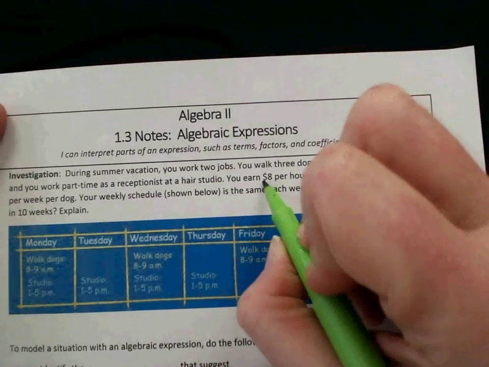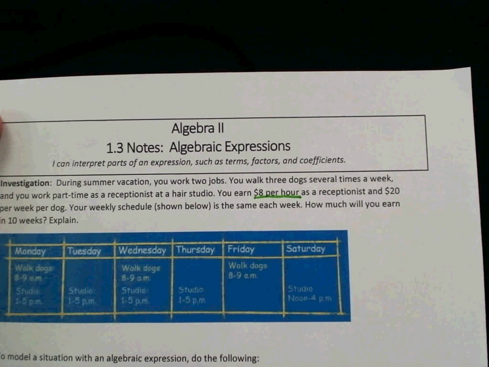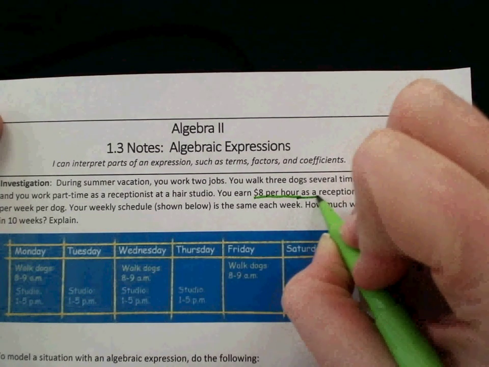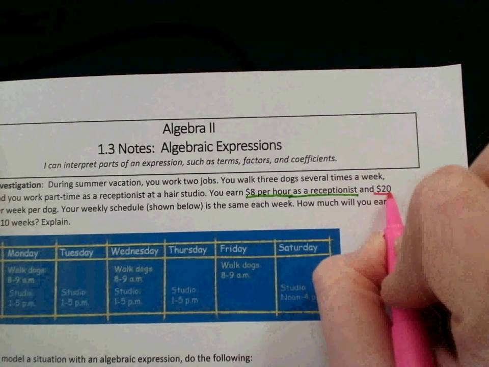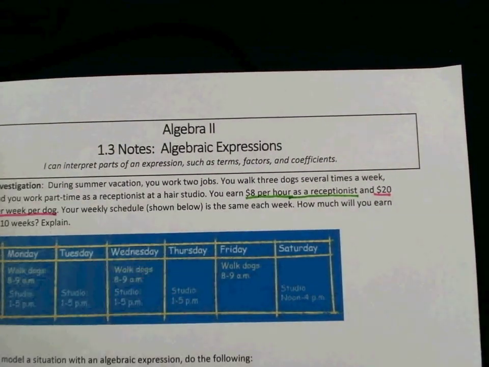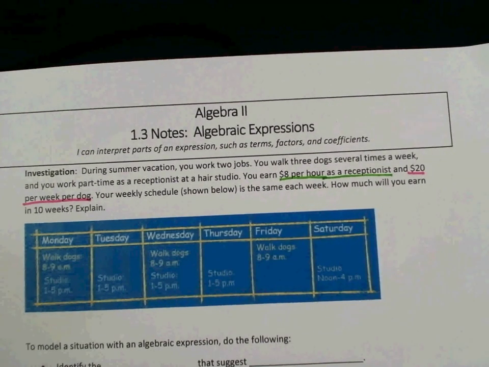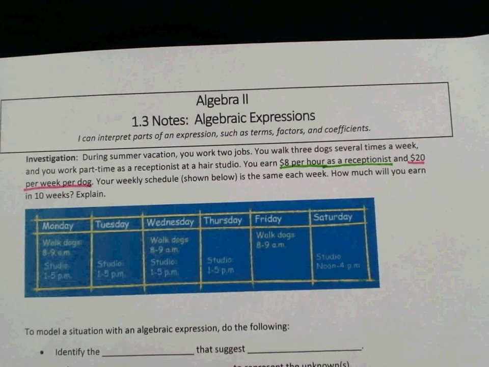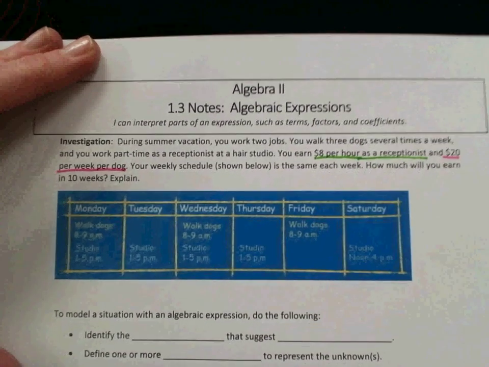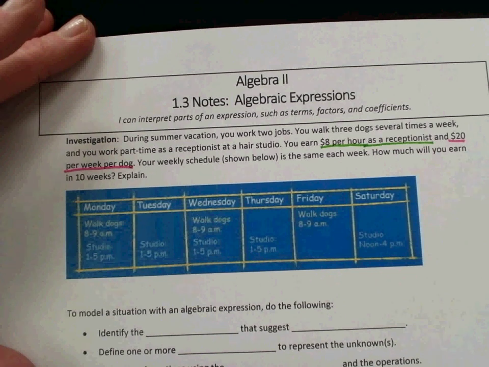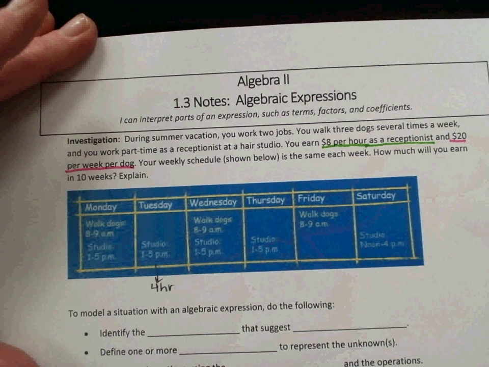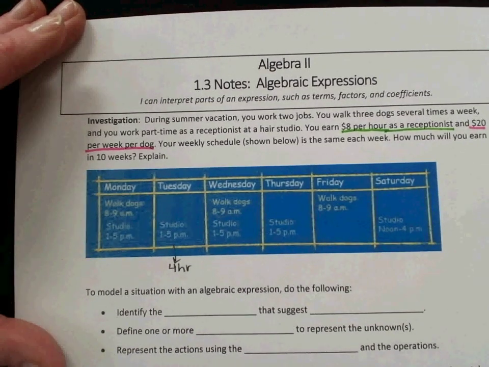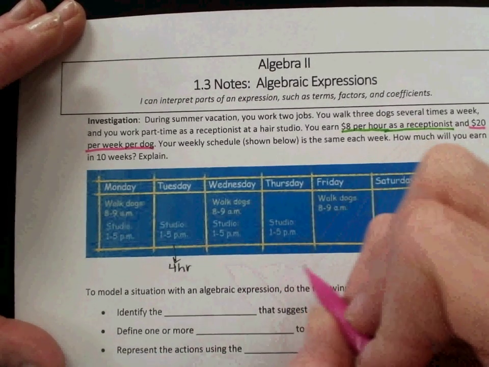$8 per hour as a receptionist. Okay. And what, using a different way of telling it, $20 per week. Okay. Anything else? That was really filling in the information out for each day. Okay, so such as on Tuesday, studio time would be about 4 hours. So I put 4 there, and then I did the same on Thursday.